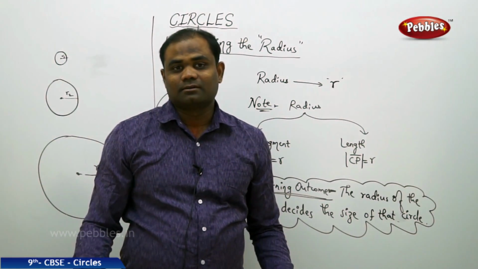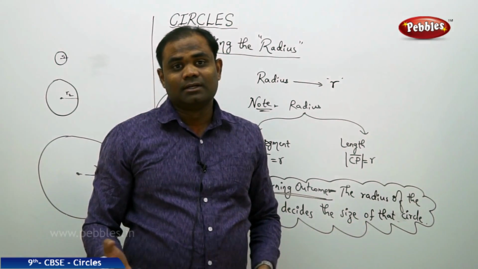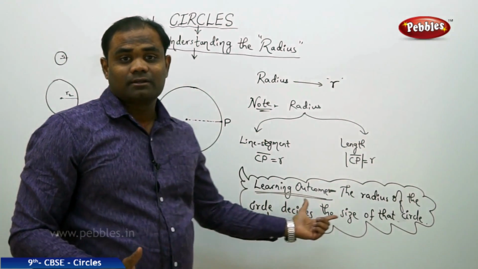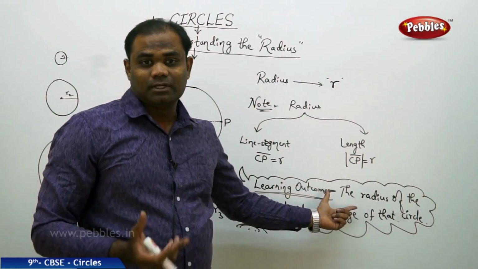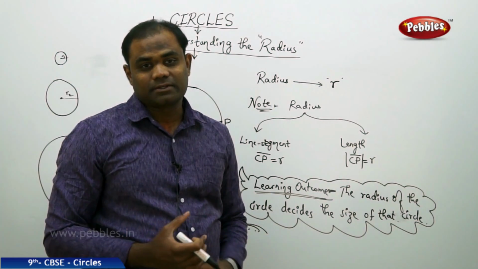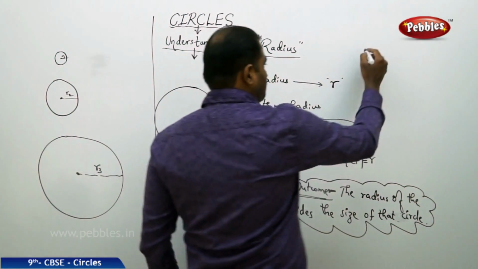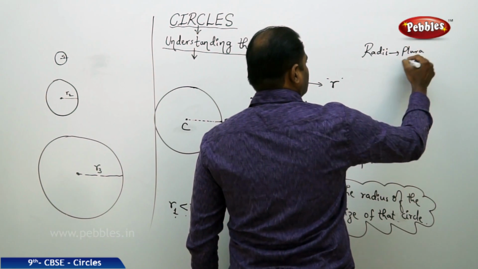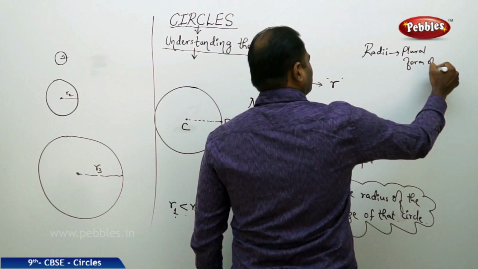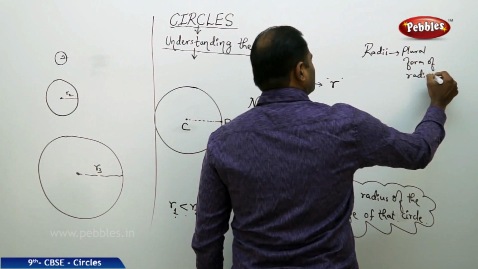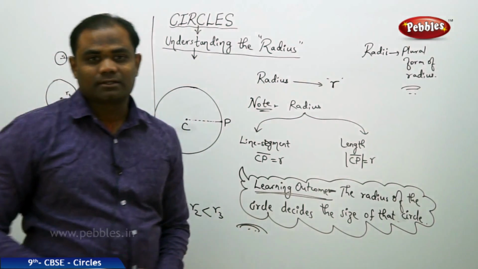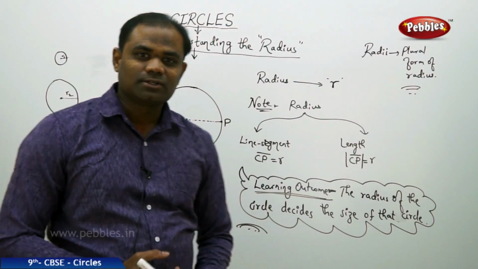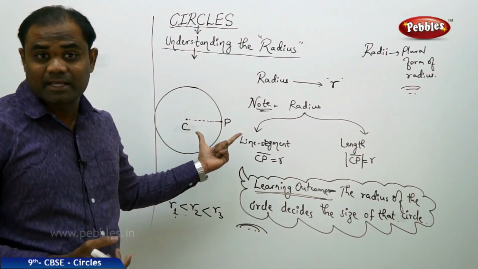The size of a sun or the size of an earth, which are circular in shape, or the size of a moon, are decided by their radii, by the radius of the earth, the moon, the sun, etc. Radii is plural form of radius. That's how we connect the radius with the circle, understanding the radius of the circle through its size.